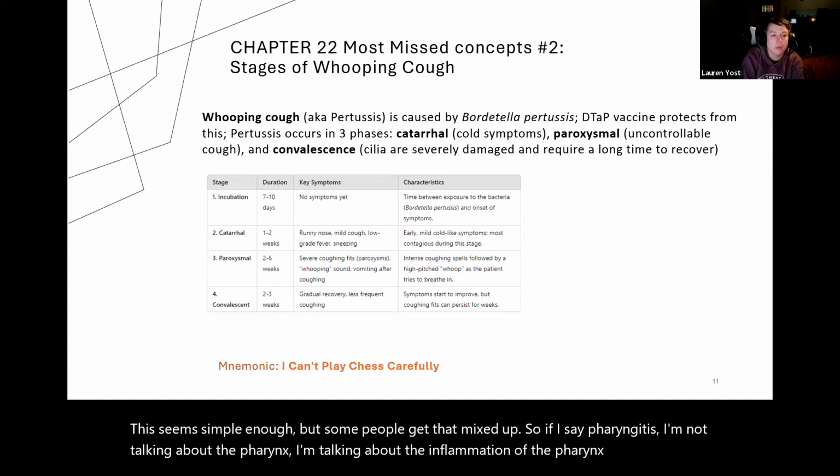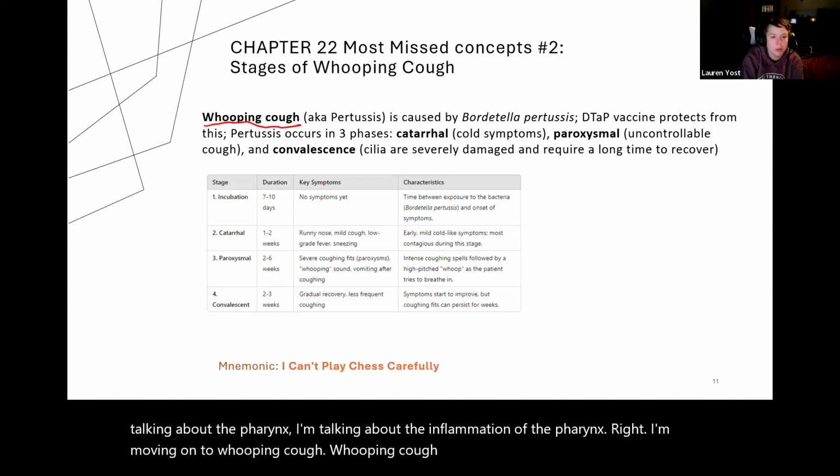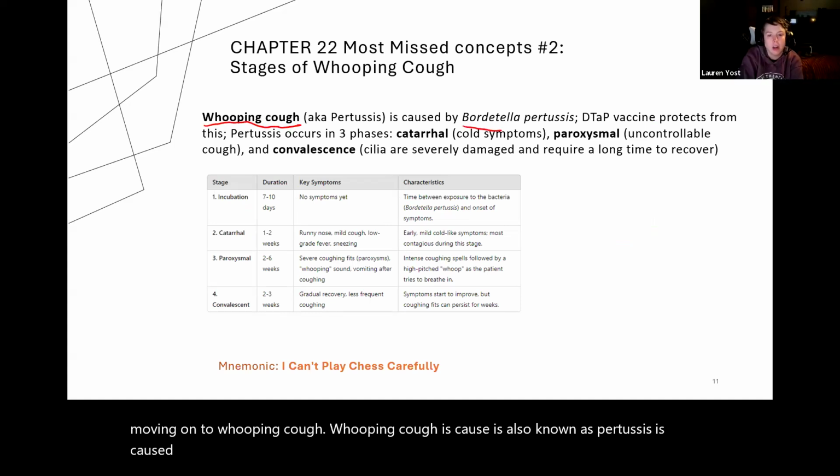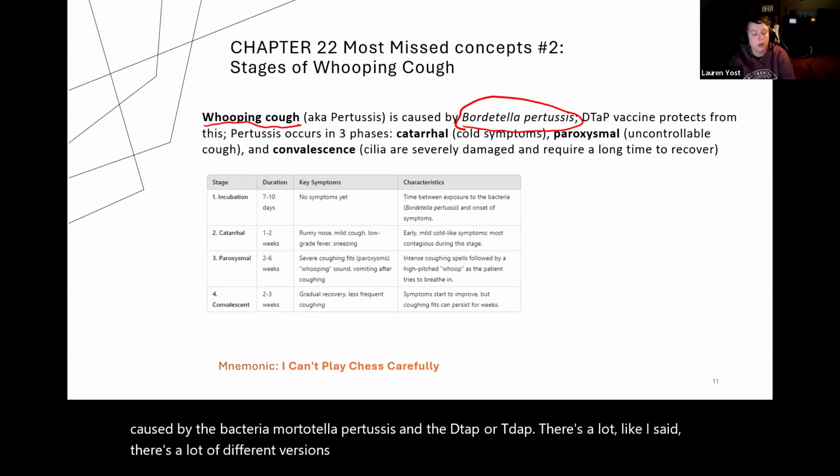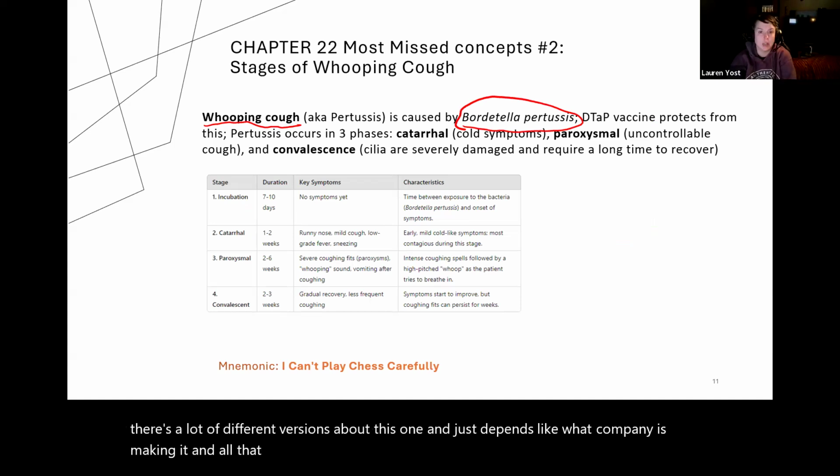Moving on to whooping cough. Whooping cough is also known as pertussis. It's caused by the bacteria Bordetella pertussis. And the DTaP or Tdap, there's a lot of different versions of this one, and it just depends on what company is making it. But that Tdap or whatever vaccine, tetanus, diphtheria, and pertussis, they commonly come all together.